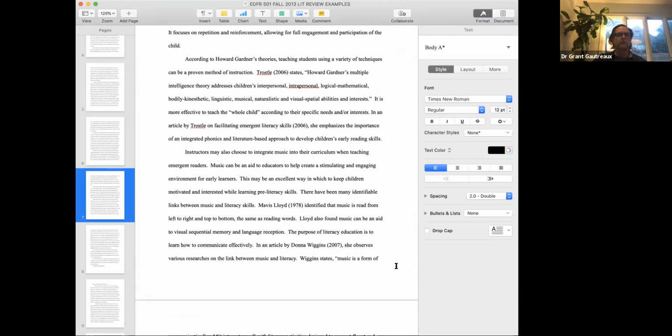Did I mention this? Because you might have seen it. According to Howard Gardner's theories, teaching students using a variety of techniques can be a proven method of instruction. That's actually false. Okay. Howard Gardner has a theory about multiple intelligences, that there are some people who are auditory learners, kinesthetic learners, visual learners. It is a theory. There's never been one piece of evidence to support that.